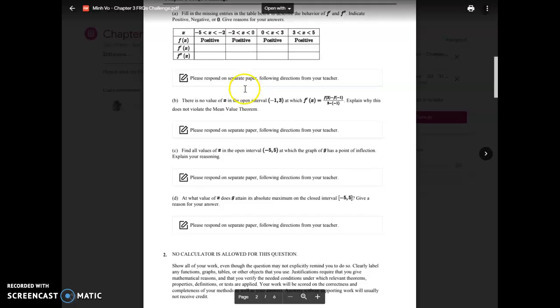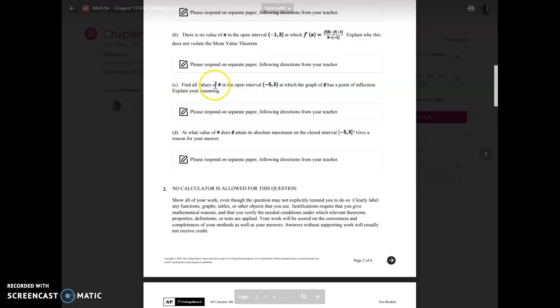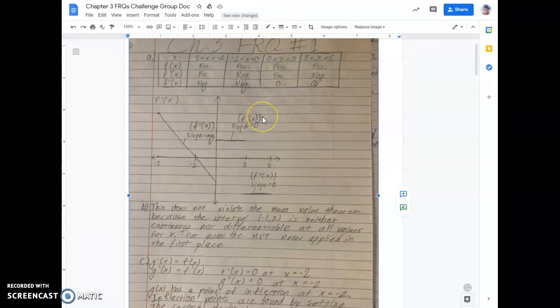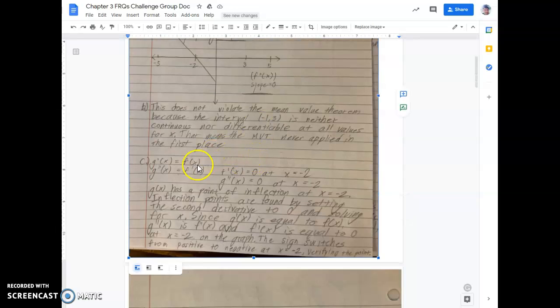Now C, find all values of x in the open interval -5 to 5 at which G has an inflection point. And so this will be a little tricky, but it's easy to figure out from knowing that the given functions, we know g prime of x is equal to f of x, and we know that g double prime of x is equal to f prime of x.